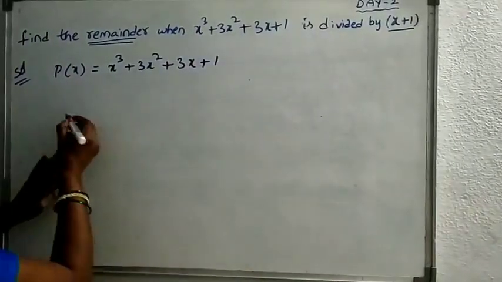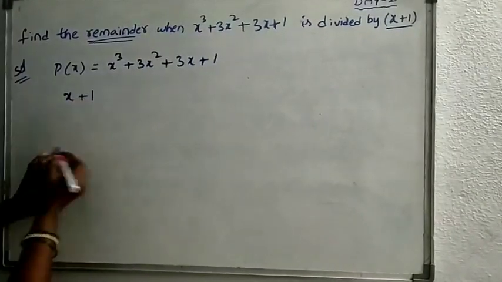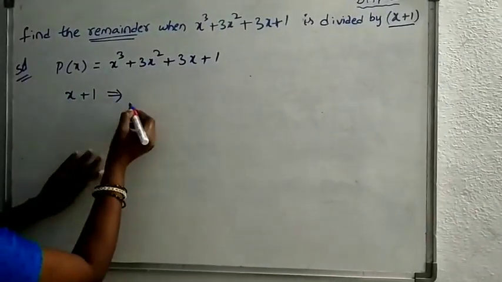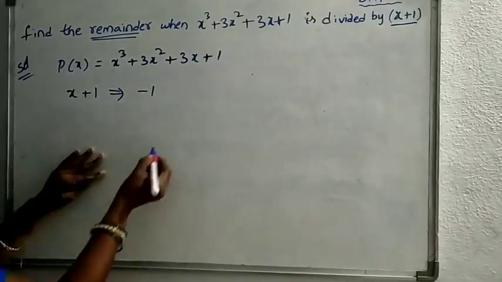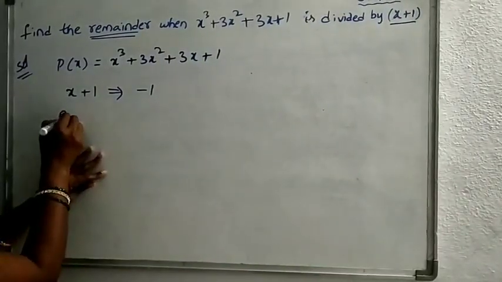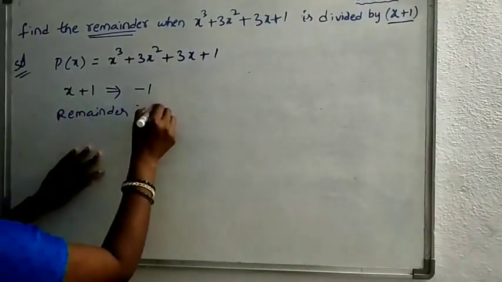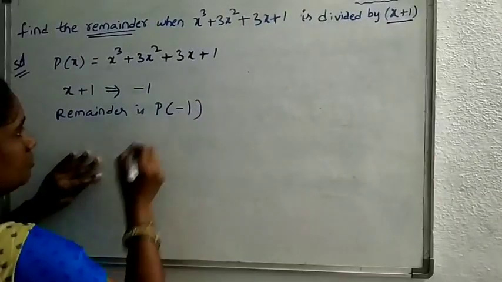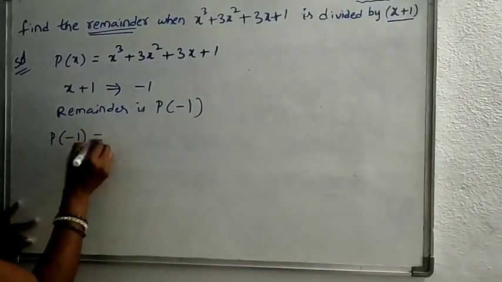So, what is the linear polynomial here? X plus 1. That means the zero of this polynomial. What is the zero of this polynomial? Minus 1. So, here the remainder is P of minus 1. So, we have to find P of minus 1.